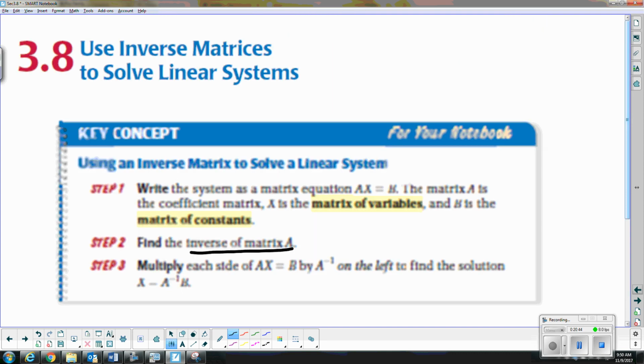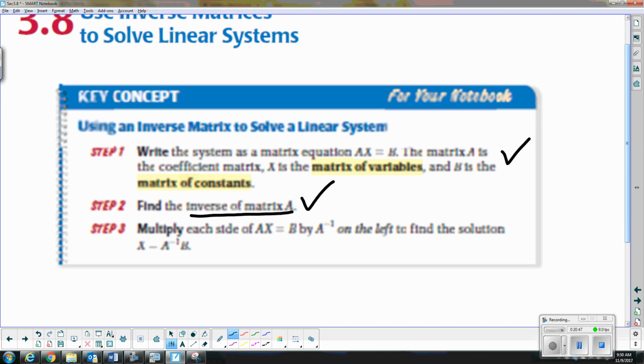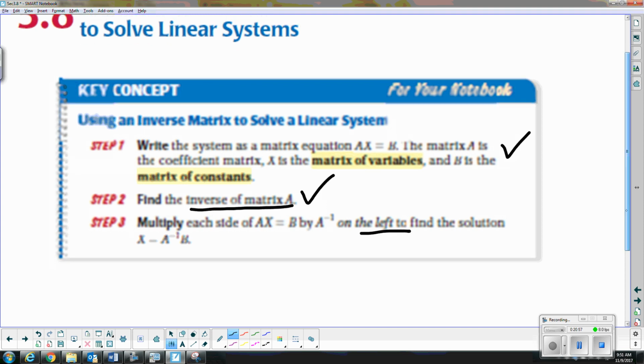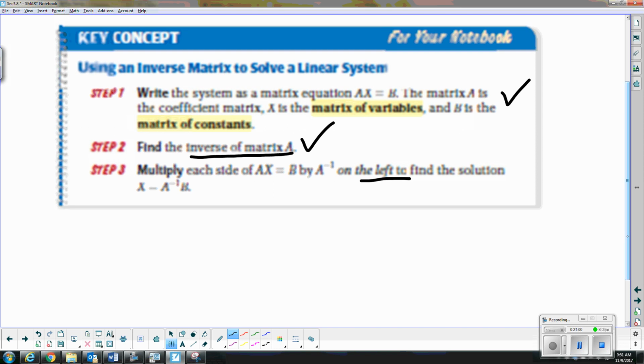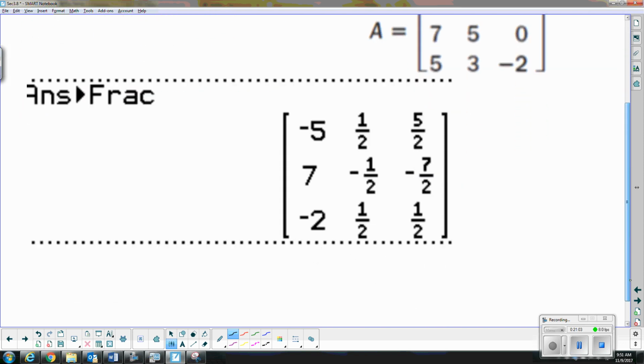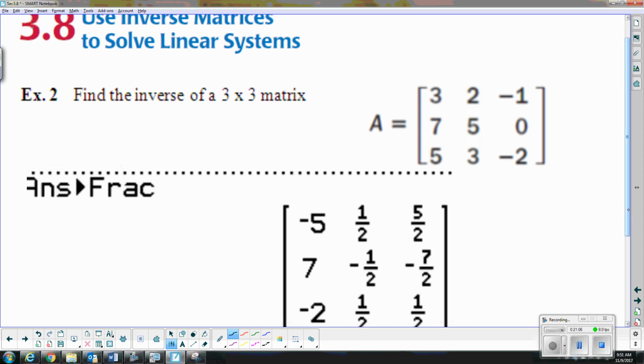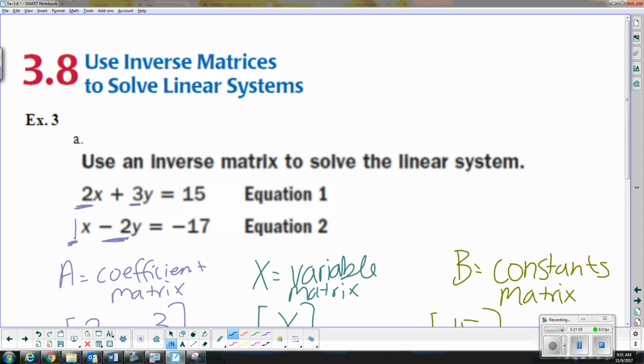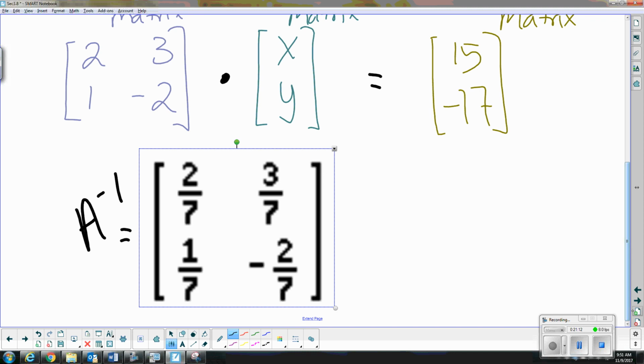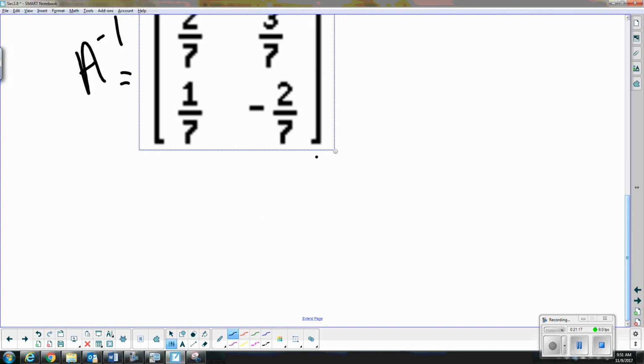Now the next step. Okay, so we did step 2. Step 3, multiply each side of your matrix equation by A to the negative 1. It has to be on the left side because, again, we don't have a commutative property here. So if we do that, multiply our matrix equation by the inverse on the left side. Here's our matrix equation again. A times X equals B.